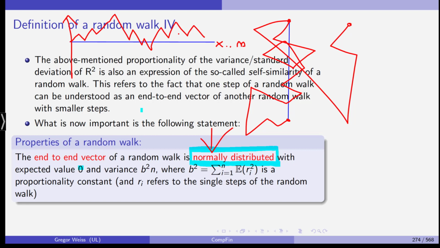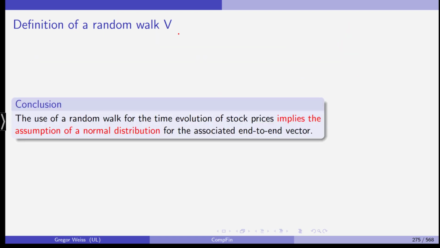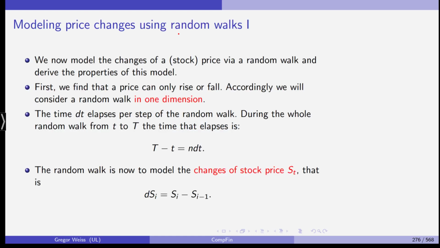They will assume a certain type of stochastic process, which will be random walks, and suddenly you get a normal distribution for, we'll later on see, the log returns. Okay, so the use of a random walk implies the assumption of a normal distribution for the associated end-to-end vector of that random walk. Okay, now we want to model the changes of a stock price via a random walk and derive the properties of this model.